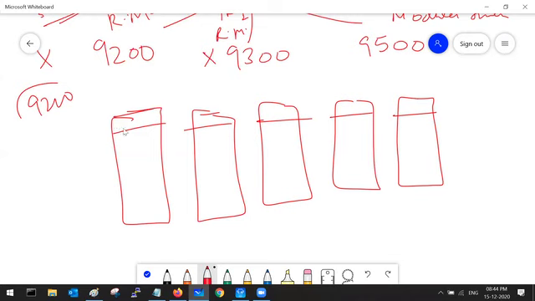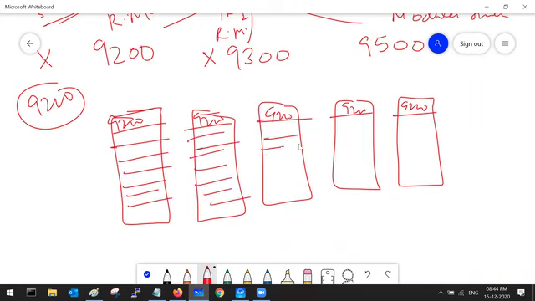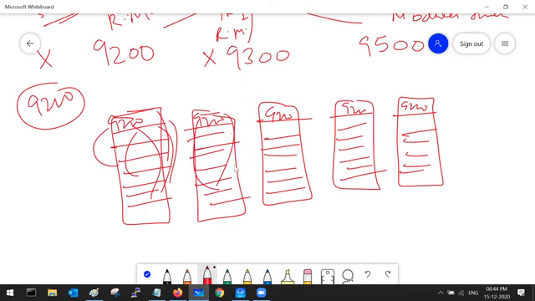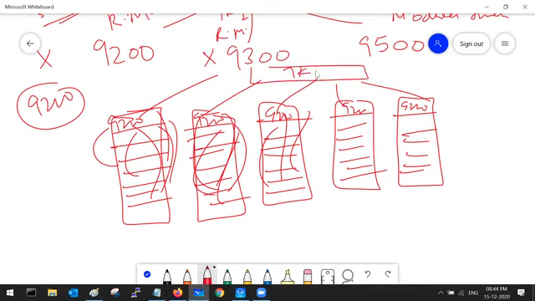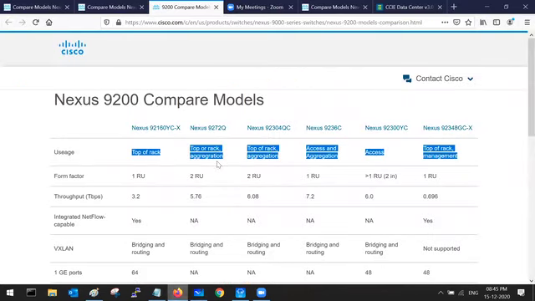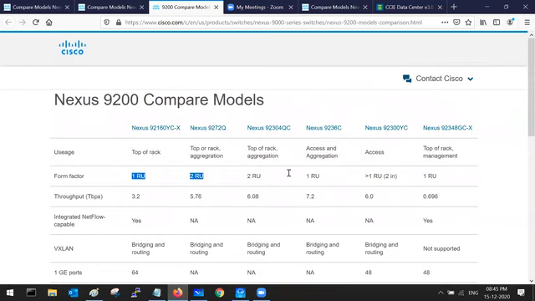But 9200s are typically used as a top of the rack switch, guys, which means they are going to be connecting to the workstations and your server farms. All the servers running in your server farm are going to be connected to your 9200 on the top. So it is a top of the rack switch, and then this is going to be connected to the end of the row, maybe a Nexus 7K or maybe a Nexus 9500 series of switch. That's the reason they mention here top of the rack or access switch, or aggregation as well if it's a 2-tier architecture. And these are all 1 rack unit or 2 rack unit.